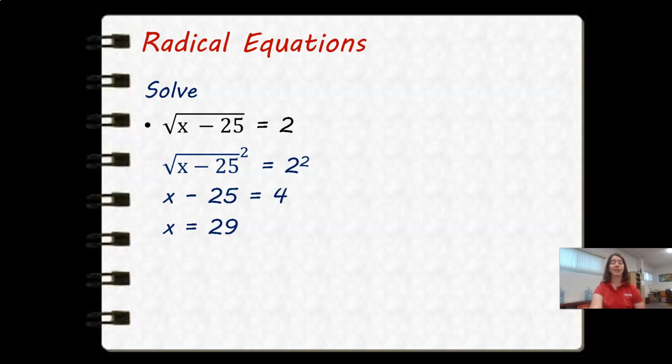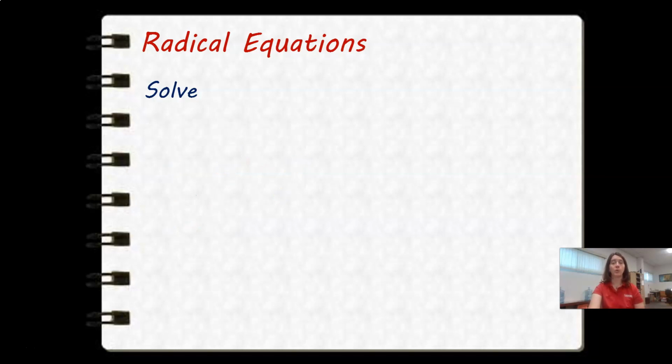Again, before I say that that is my final answer, I need to check my work. By putting my 29 back into the equation, does that give me a true answer? So 29 in for the x. 29 minus 25 gives me 4. The square root of 4 is equal to 2. Therefore, I know I have the correct answer on this question. Let's work through 2 more square root questions, then we'll do 2 that have cube roots as well.